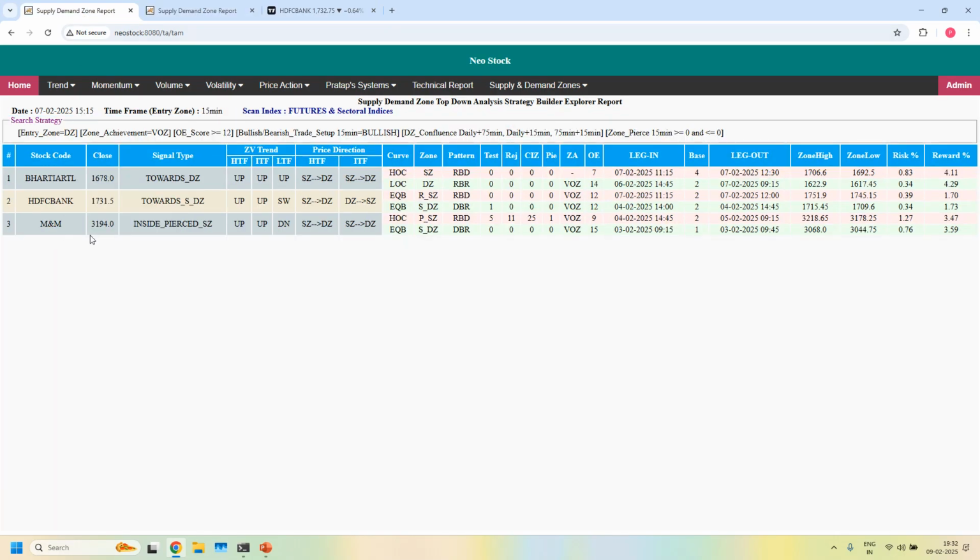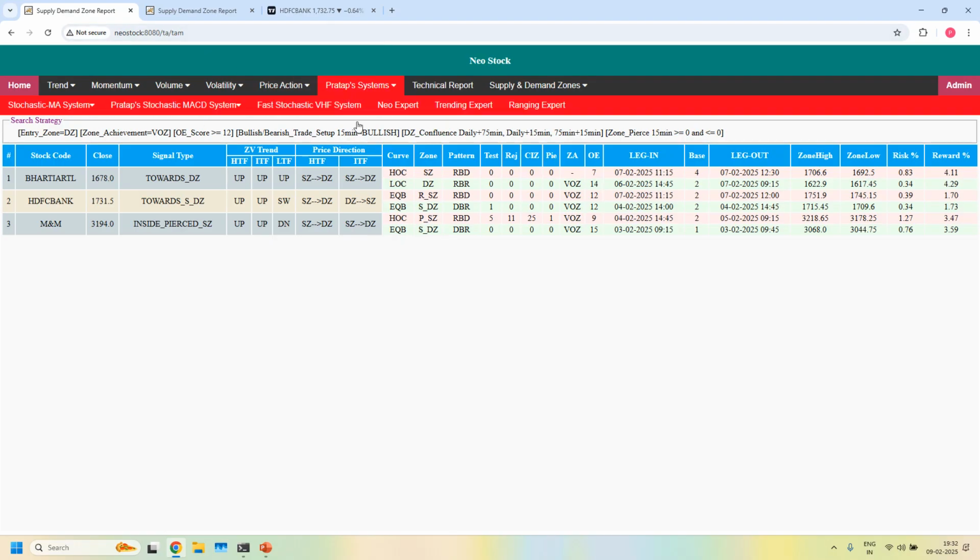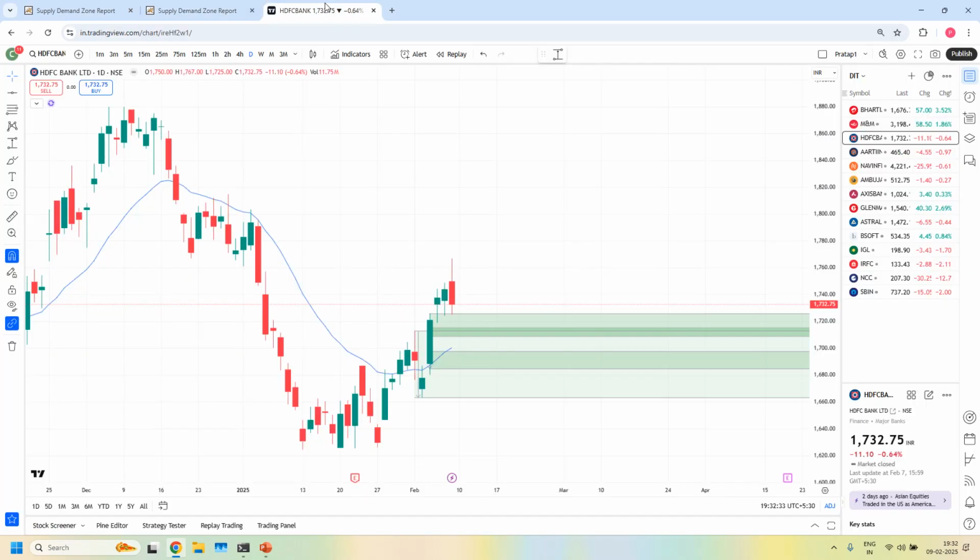Currently, they are having EMA confluence. Which 75-minute zones are having EMA confluence? Okay, why is HDFC Bank displayed? Because this is somewhat close to the zone. The EMA is somewhat close to this zone. The buffer I added, probably the buffer is reaching up to here.